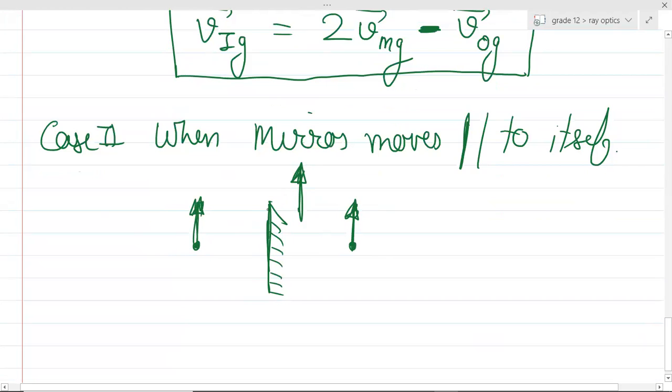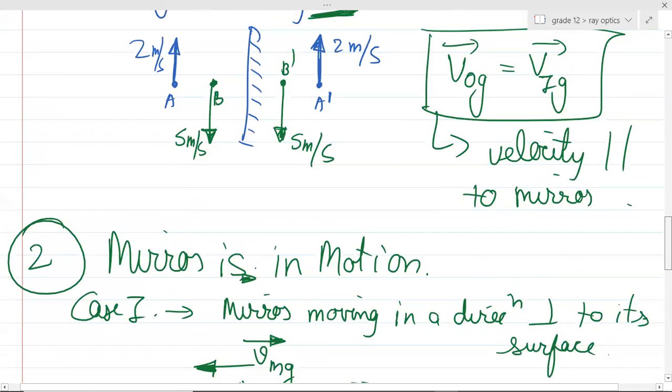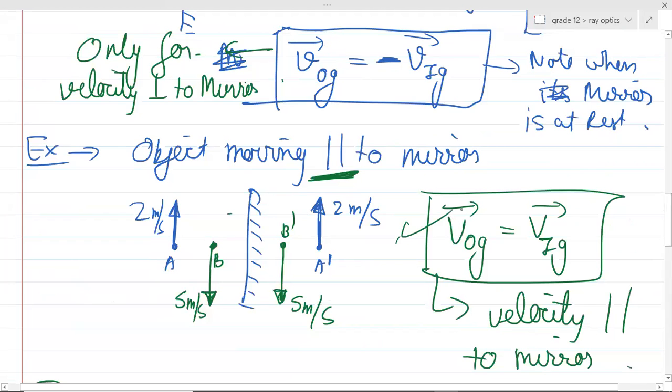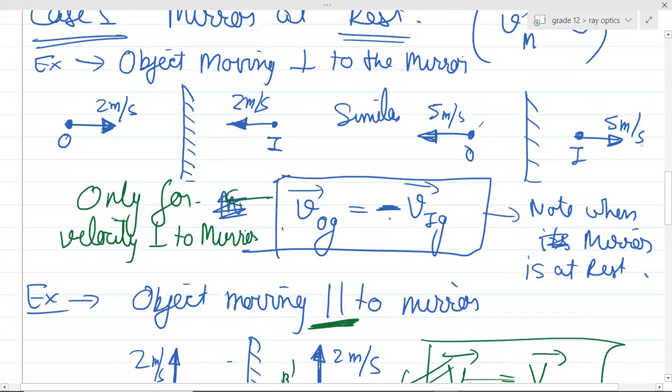Here in this case, do you remember the same concept? We will be using the same concept: velocity of image with respect to mirror should be equal to velocity of object with respect to mirror. But can you see, when they were moving parallel to the direction of the mirror, this is the second case, guys, where they are equal, and in the case when they were moving in a direction perpendicular to the mirror, then it was negative.